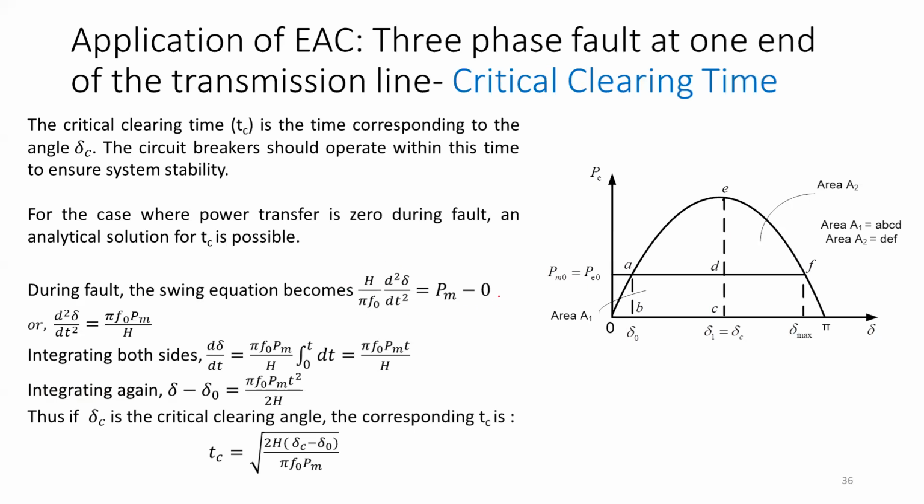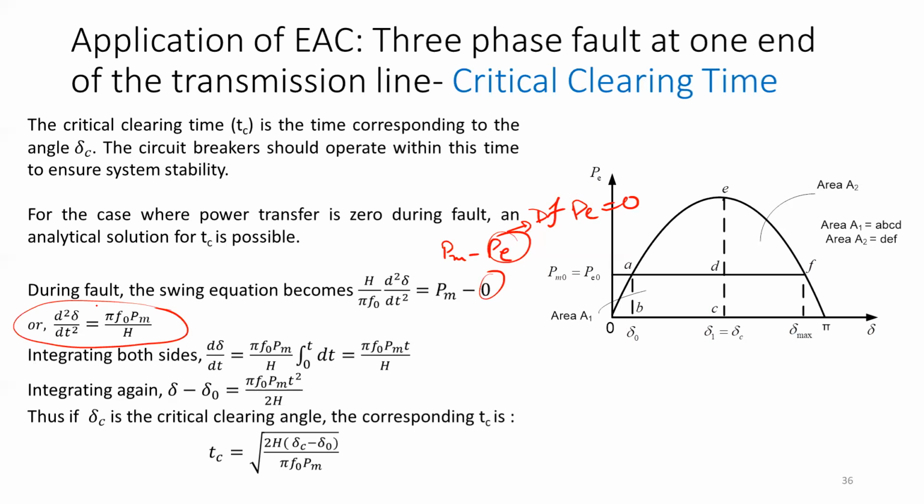So this is our swing equation. We all know that. Typically the swing equation has PM minus PE. We know that during the fault, my PE becomes 0. As such, we get this expression: H by pi F naught d square delta by dt square is equal to PM minus 0. From here, if you take H by pi F naught to the right hand side, you end up getting this equation. Clear up till this?